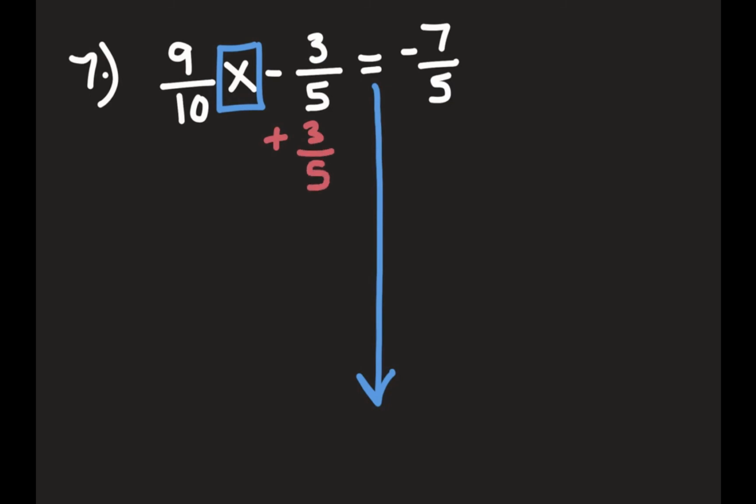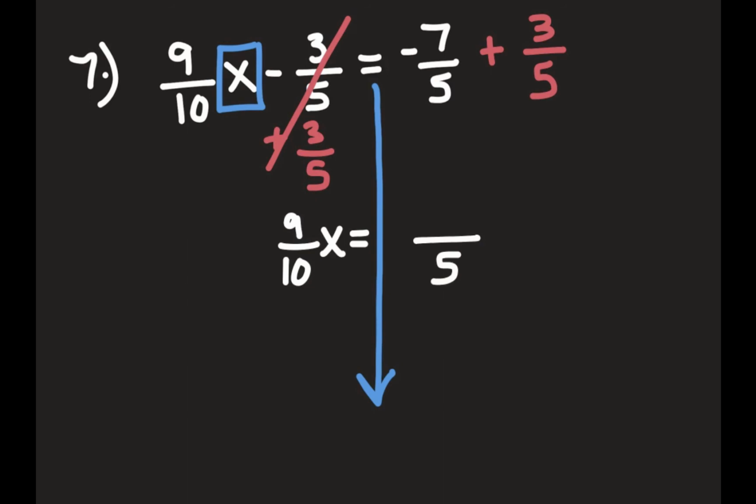When I'm adding and subtracting fractions, I like to see them next to each other. So I'm going to switch that over here. I'm adding 3/5. This is going to give me 0. I'm left with 9/10 x equals negative 7/5 plus 3/5. How many fifths do I have? Focus on the numerators, right? Negative 7 plus 3. Then negative team 1, by how much did they win? 4. So negative 4/5.